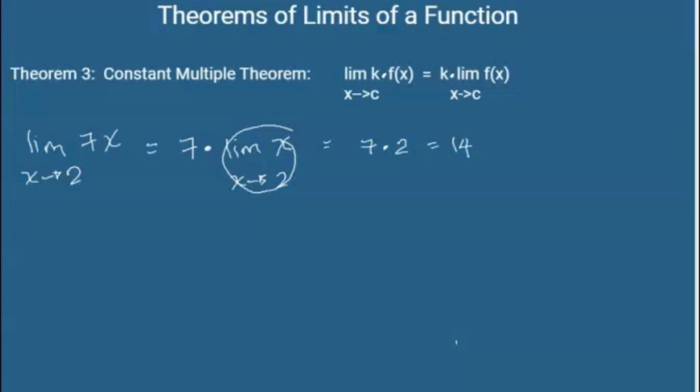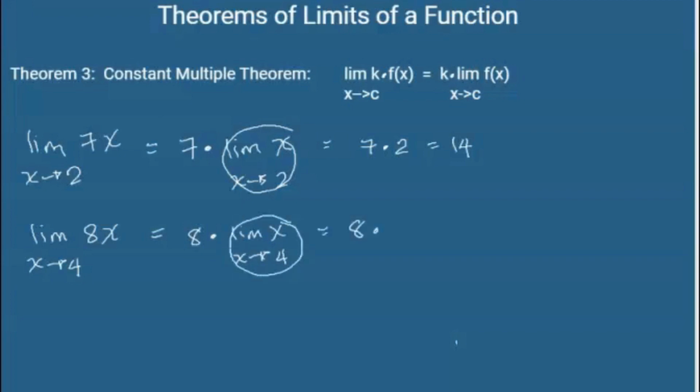Okay. Another example, let's have the limit of 8x as x approaches 4. We can write this as 8, the constant, times the limit of x as x approaches 4. So it's 8 times, and the answer here is 4. So 8 times 4 is 32.